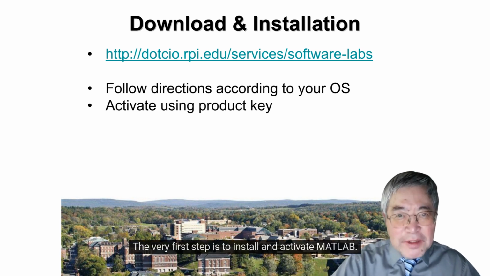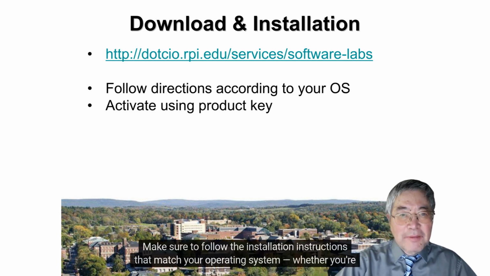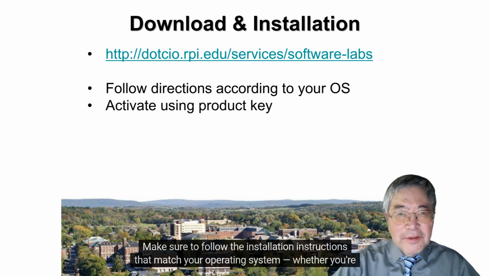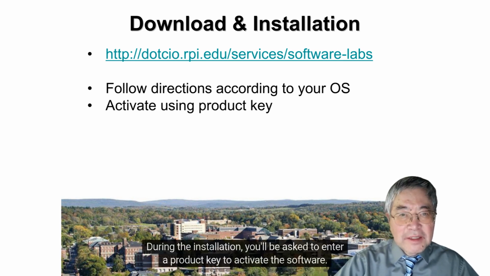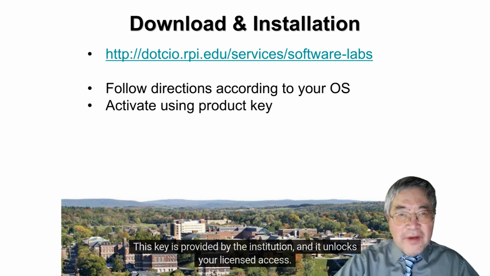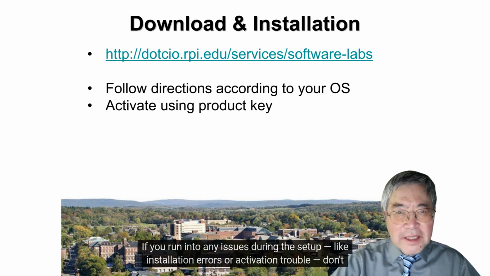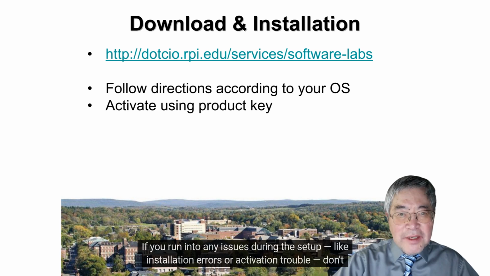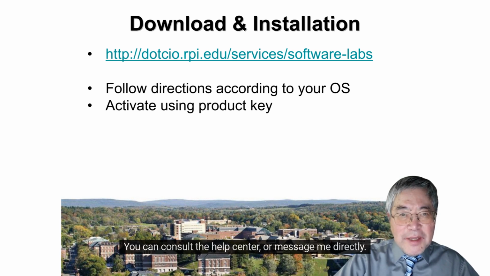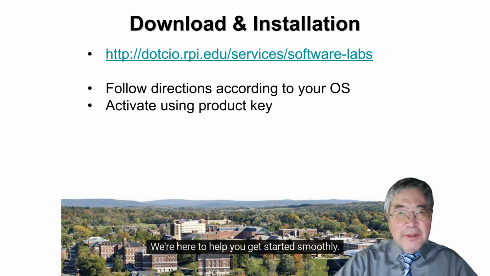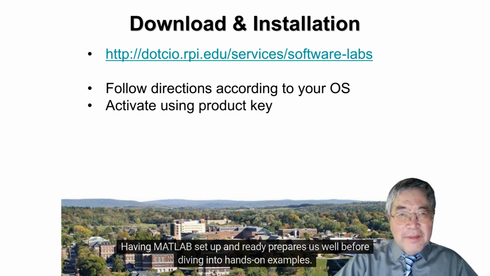The very first step is to install and activate Matlab. Make sure to follow the installation instructions that match your operating system, whether you're on Windows, Mac OS, or Linux. During the installation, you'll be asked to enter a product key to activate the software. This key is provided by the institution and it unlocks your licensed access. If you run into any issues during the setup, like installation errors or activation trouble, don't hesitate to reach out. You can consult the Help Center or message me directly. We're here to help you get started smoothly. Having Matlab set up and ready prepares us well before diving into hands-on examples.